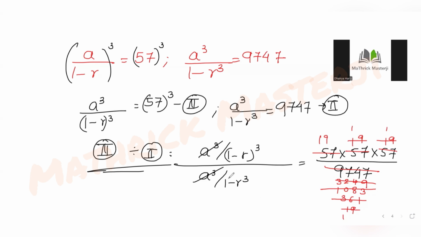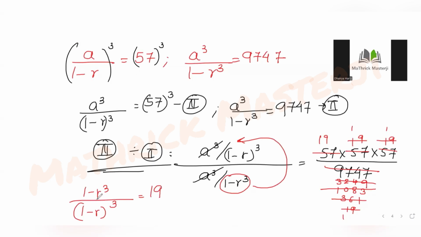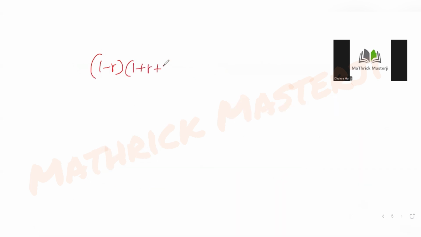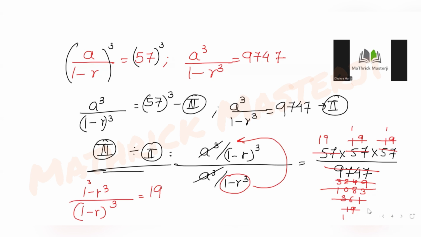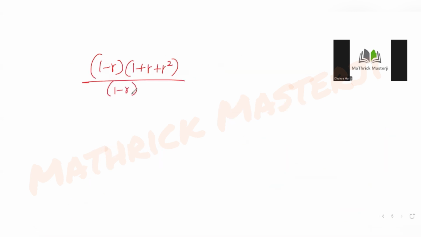If I see, this is present in the denominator of a denominator, so it basically goes in the numerator. So 1 minus r cube divided by 1 minus r the whole cube is equal to 19. If I split this and solve further, I can write this as a cube minus b cube. So 1 minus r, and I get 1 plus r squared divided by 1 minus r the whole cube is equal to 19.